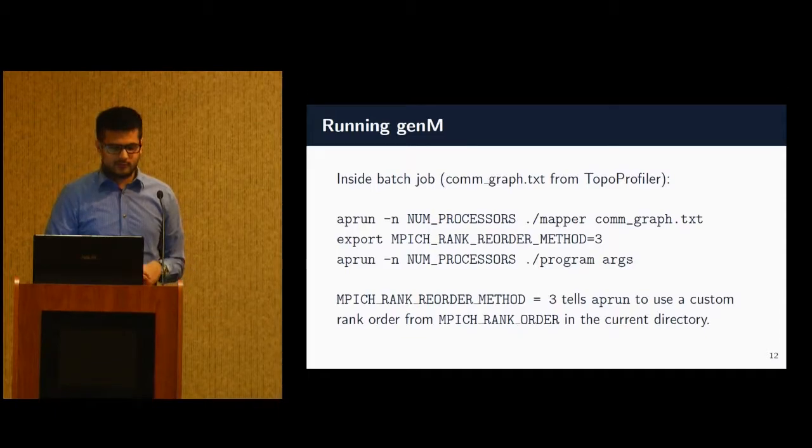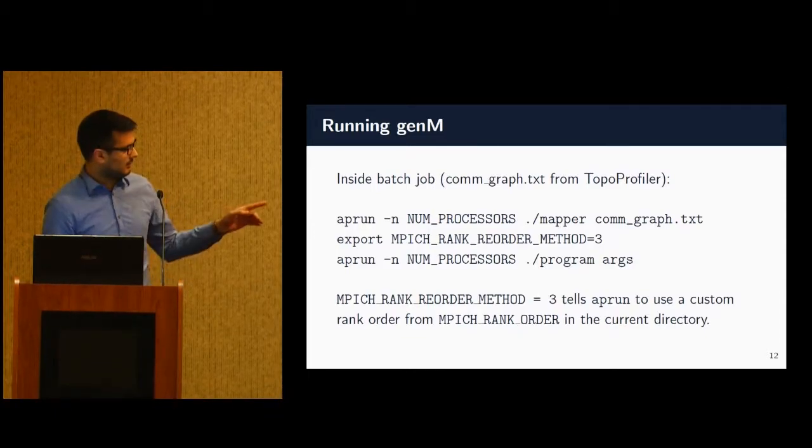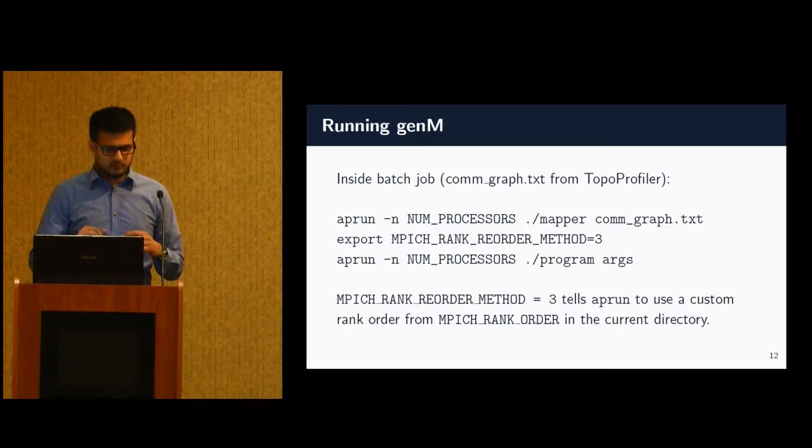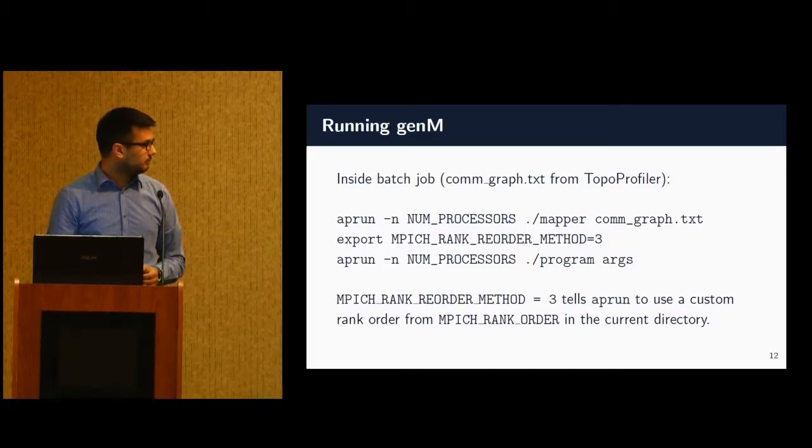Then you have to export this environment variable, MPICH_RANK_REORDER_METHOD equals 3. And what this does, you see at the bottom, it tells aprun to use a custom rank order from this file called MPICH_RANK_ORDER that gets generated by the mapper. Then you just run your regular program as you would, and it'll automatically use this file that we've generated in the job.